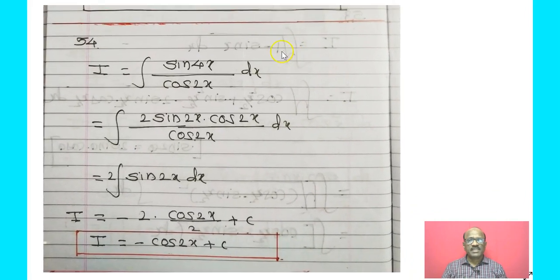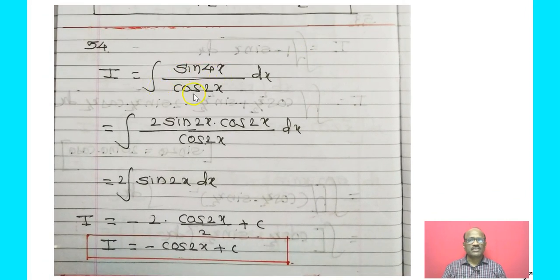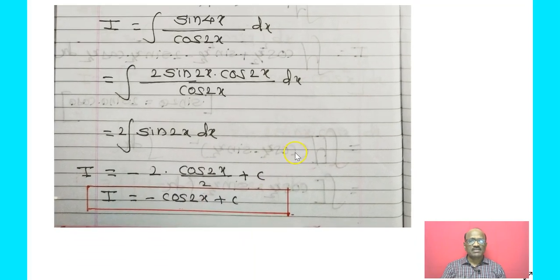Now next problem, that is I is equal to the integral of sin of 4x upon cos of 2x. Now again, what is the formula? That is sin of 2 times theta is equal to 2 sin theta into cos theta. In the same way, sin of 4x is 2 sin 2x into cos of 2x. Cos 2x gets cancelled. Now simple integration. The integral of sin of 2x is minus cos of 2x upon the coefficient of x, which is 2. Therefore, I is equal to minus cos of 2x plus c. Now next.